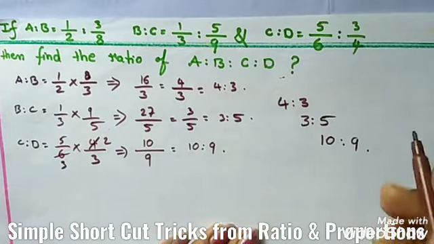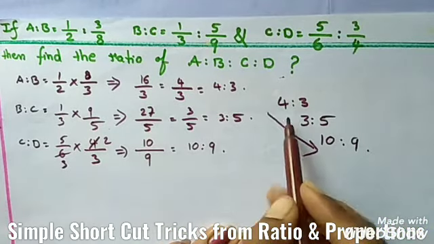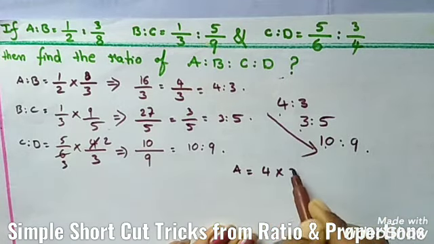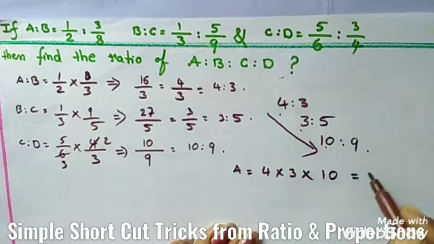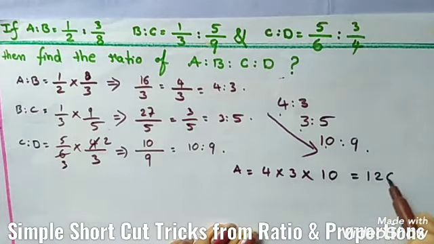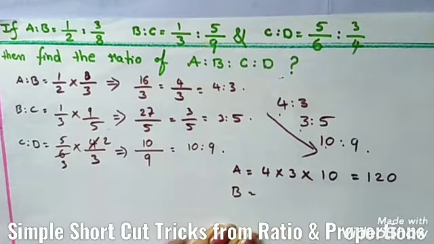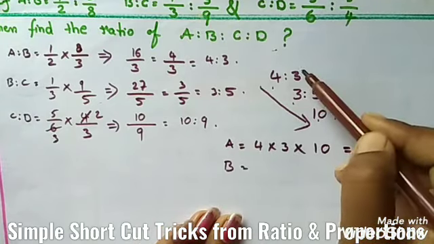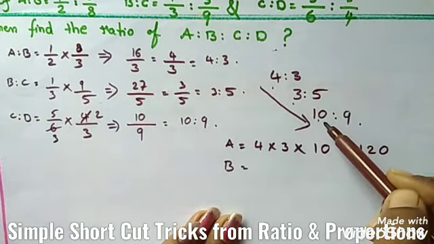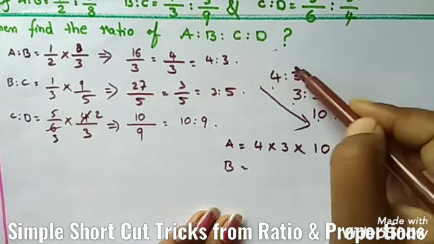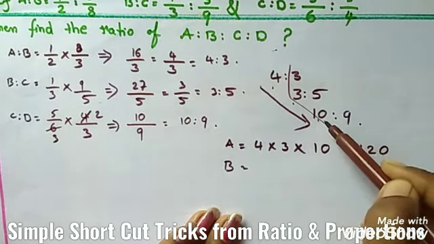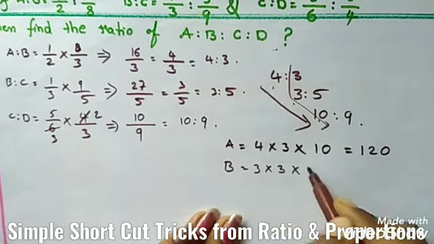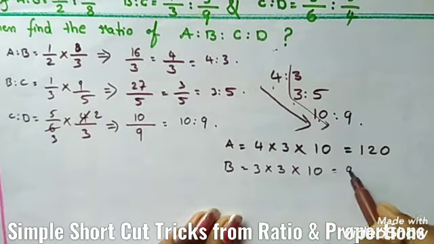Now we can use that shortcut method. First of all, 4 into 3 into 10, that is to get A. 4 into 3 into 10. 4 3's 12, 12 into 10, 120. Now to get B, 3 into 3 into 10. 3 3's 9, 9 10's 90.